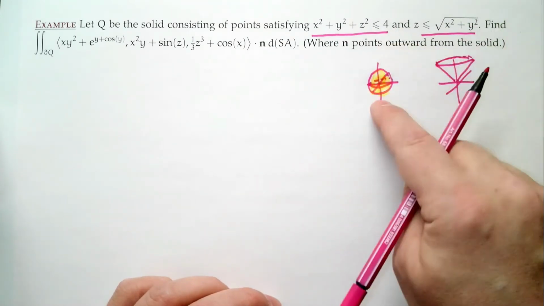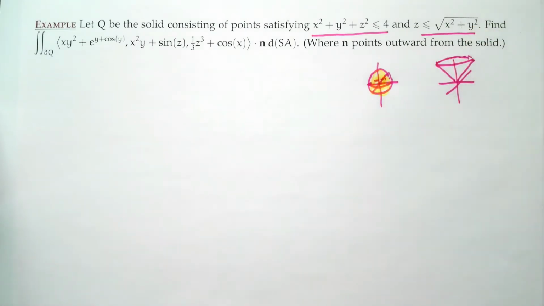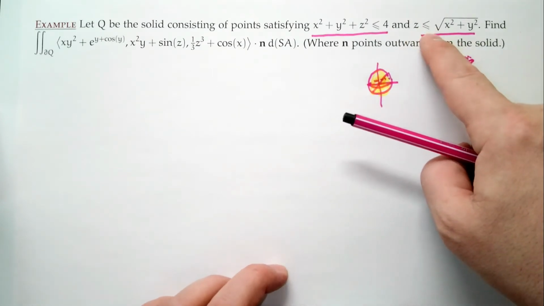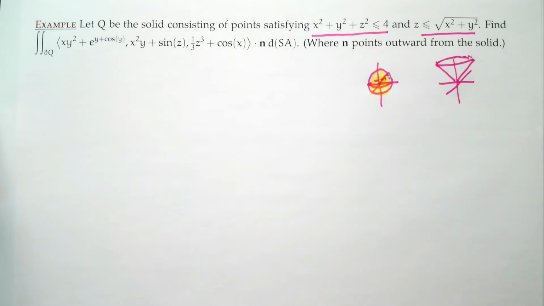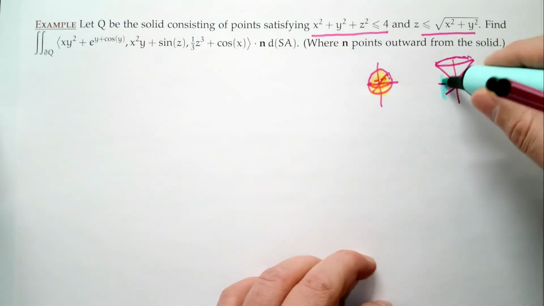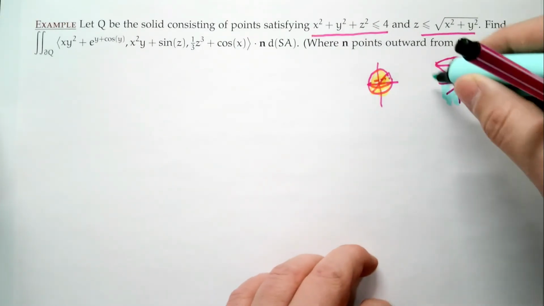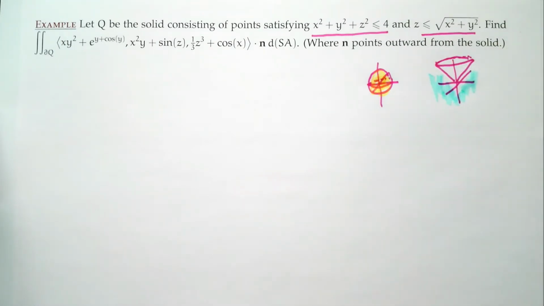So here we say, okay, we're inside the sphere. Where do we want to be in relationship to this cone? It says less than or equal to. So am I in the cone or am I below the cone? I'm below. Essentially, you can think of this as saying z is below this cone. So that says I want what's underneath.